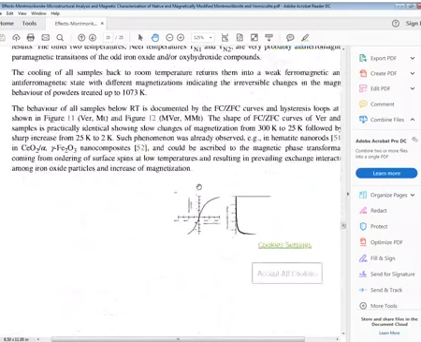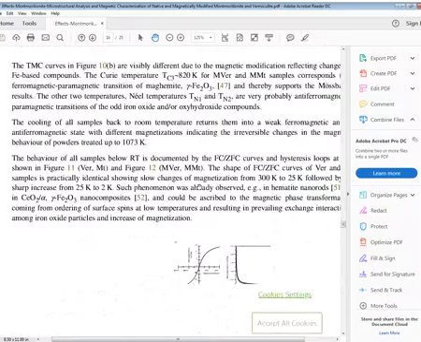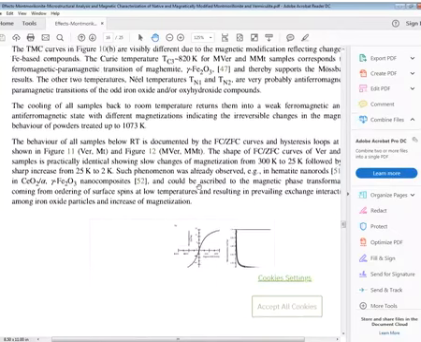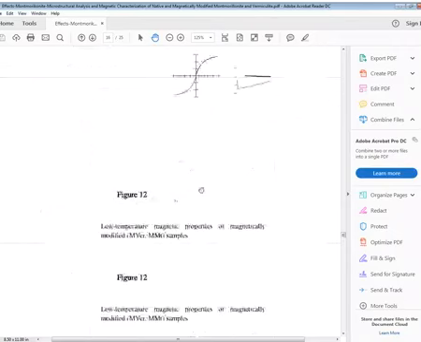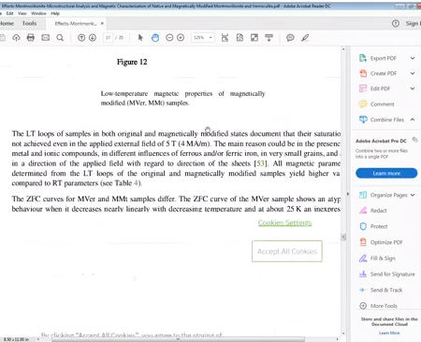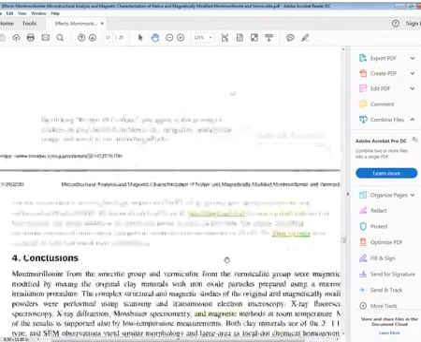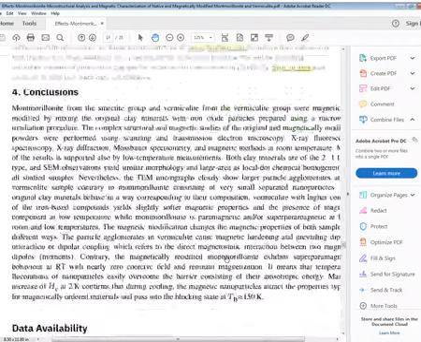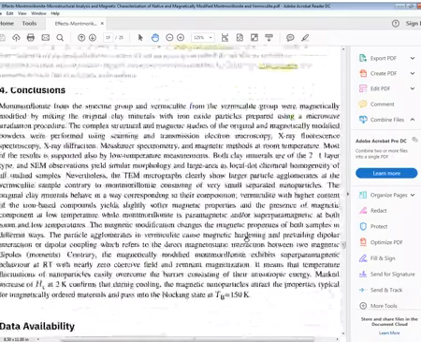This is the TMC curve in figure 10b, visibly different due to magnetic modification affecting changes by Fe-based compounds, Curie temperature, all that. So then low temperature magnetic properties are magnetically modified. LT looks so simple both originally, and so we go further to the conclusion. Now the conclusion is very important for us to understand what it actually says.